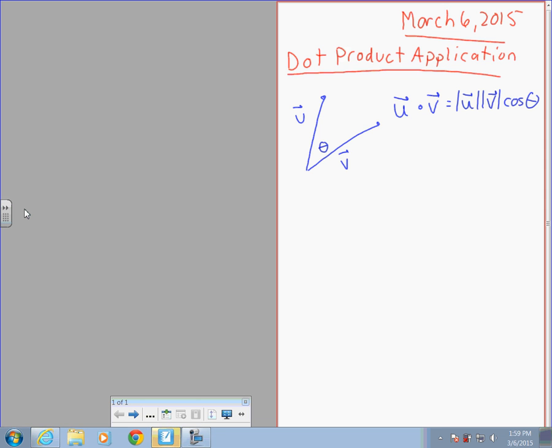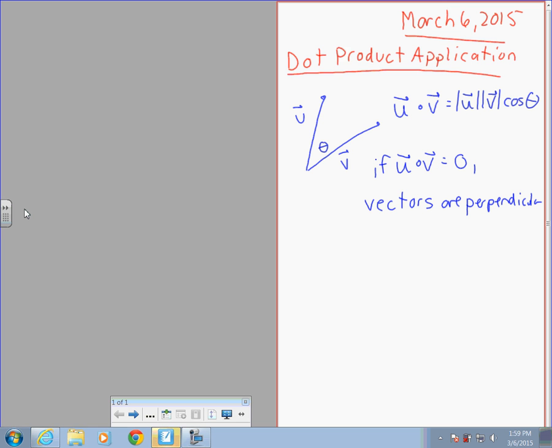Can somebody tell me a fact about perpendicular vectors and why that's the case? What do you guys know about perpendicular vectors? Yes, 0. Very good. Cos of 90 is going to be 0. So if U dot V equals 0, therefore the vectors are perpendicular. We'll leave the zero vector for right now, okay? Because if you're doing two vectors that are perpendicular, if you think of the shadow or the x-coordinate of this, it's going to be nothing. So 0 times this is going to be 0.